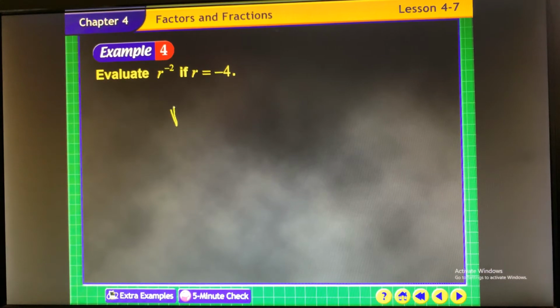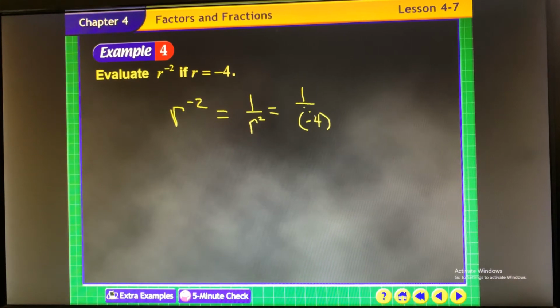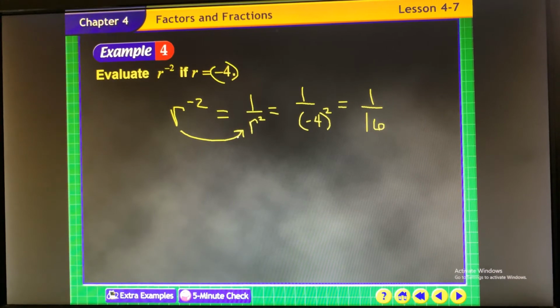Now r to the negative 2. So first I would start off with r to the negative 2. Then I would say that's the same thing as 1 over r squared, because you can't do anything with a negative exponent. You have to turn it into a positive exponent before you can do anything with it. Now remember, that's a package. R is all of this. So I'm going to square all of it, which is 1 over 16. So take it from your negative exponent, make it to your positive exponent by taking the reciprocal of it, putting it in its opposite position, then bringing this down, squaring the negative 4 to get 16.